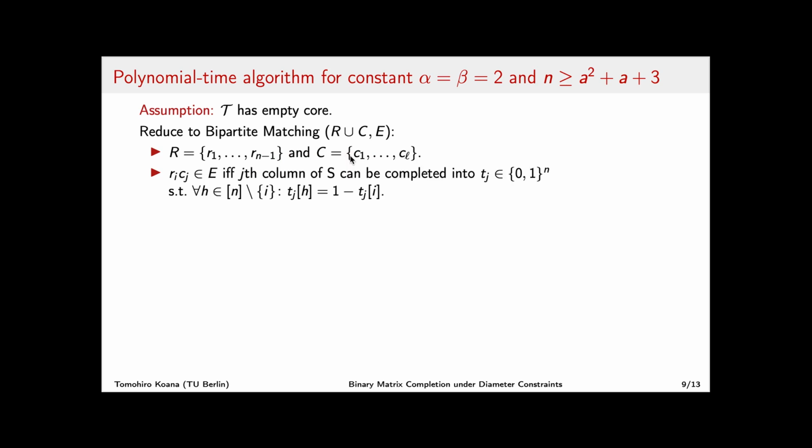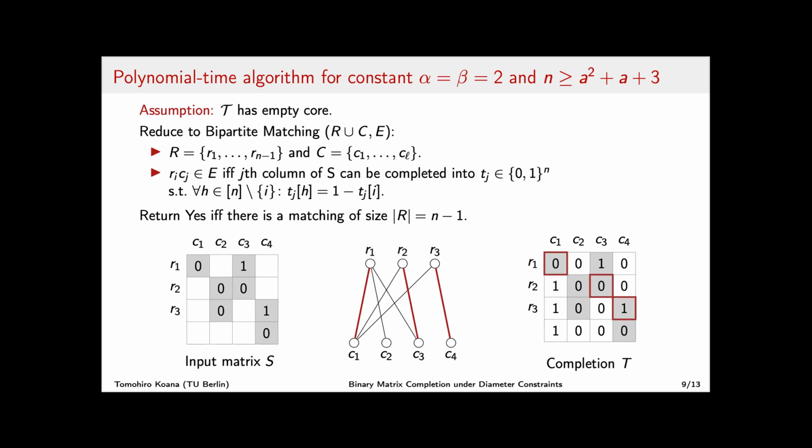For the edge set, we add an edge between Ri and Cj if and only if the jth column of S can be completed into some vector Tj such that all entries except for the ith entry are distinct from the ith entry. And then we return yes if and only if there's a matching of size n minus 1, meaning that all vertices of R are saturated. Now let us look at one example.